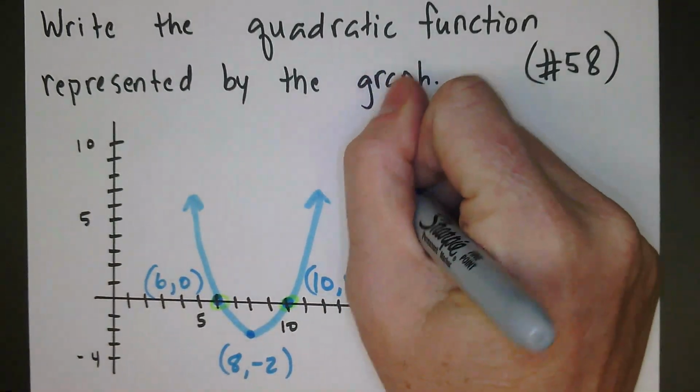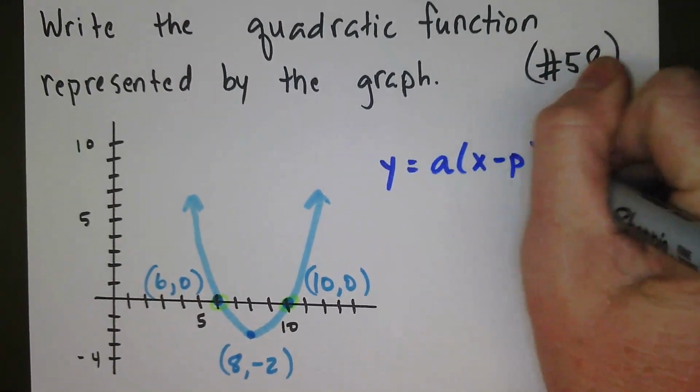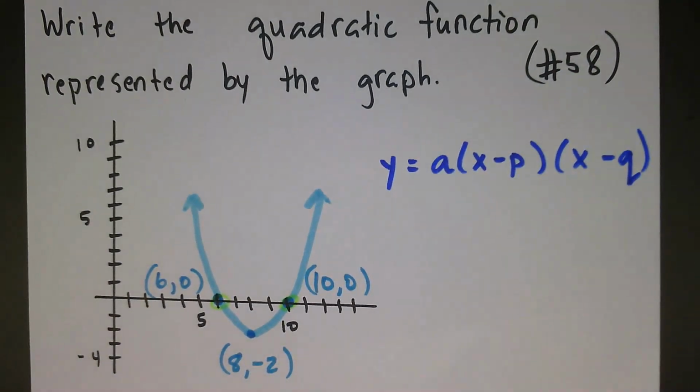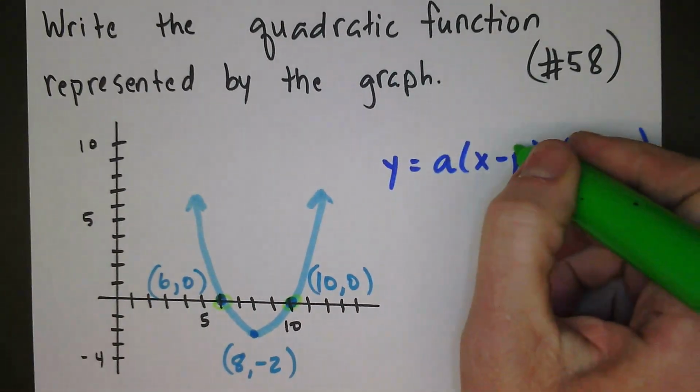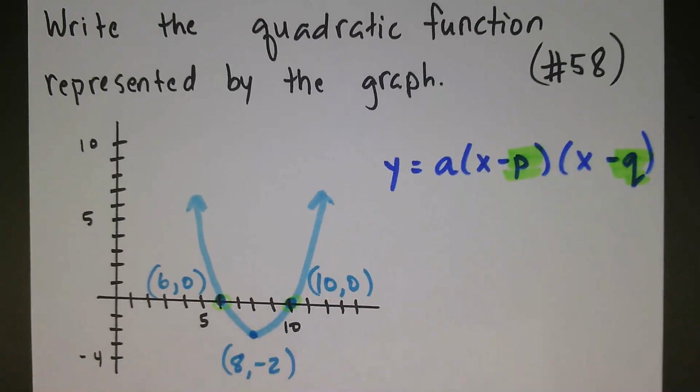So it would make sense that we would want to set this up using here our intercept form, which looks like this. Y equals a times x minus p times x minus q. Now p and q are those numbers that I just circled. P and Q right here are the x-intercepts.